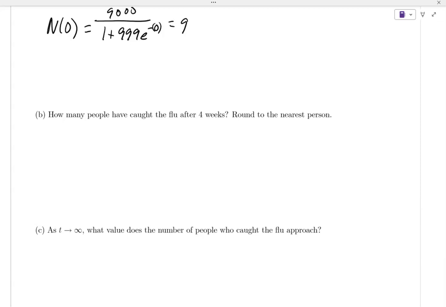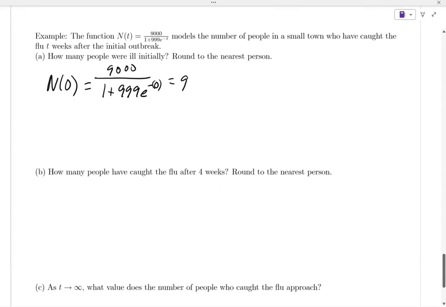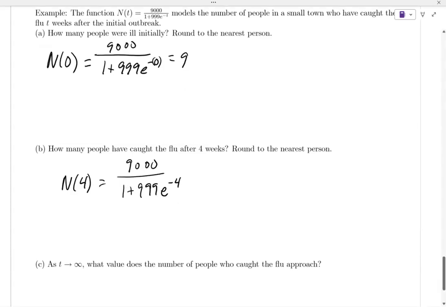How many people caught the flu after 4 weeks? The t is representing weeks in this case, so how are we going to figure out how many people caught the flu after 4 weeks? Plug in 4 for t, good. Pardon me. Plug in 4 for t. That's just a matter of plugging everything in the right spots in your calculator. Make sure when you're typing these things into your calculator, you've got your entire denominator in parentheses.